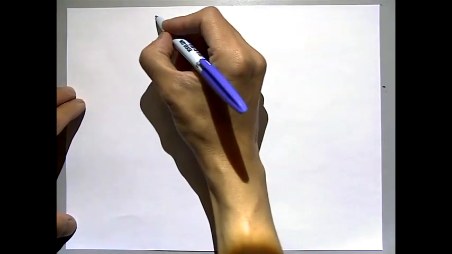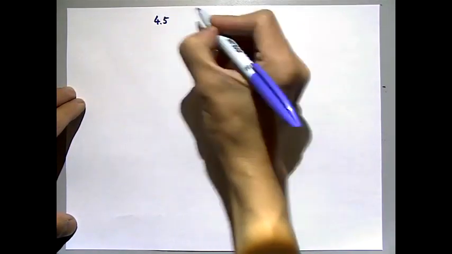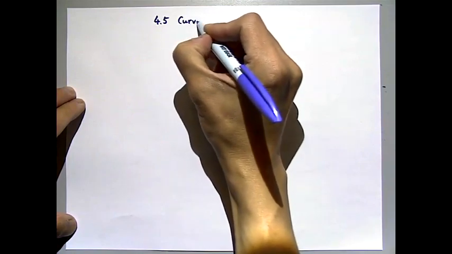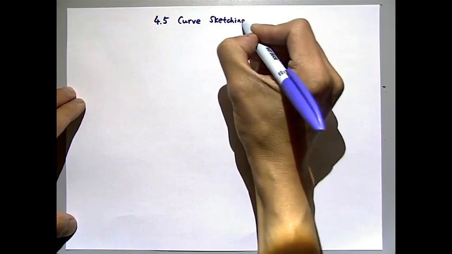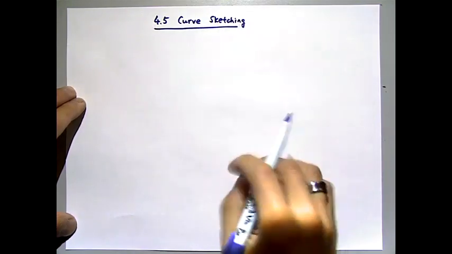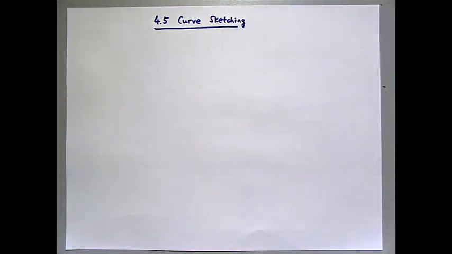Okay, so we're going to be looking at section 4.5. And the topic is curve sketching. So there's nothing really new here. We're just going to use what we have learned about the shapes and the derivatives and all that stuff, put it all together to try to come up with reasonable sketches of reasonably complicated graphs.